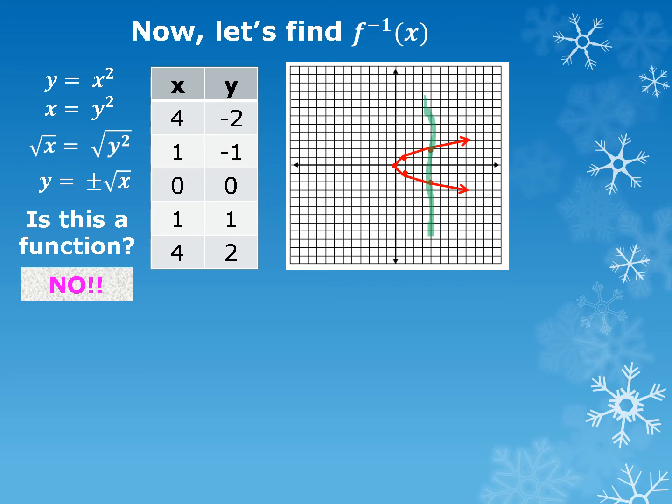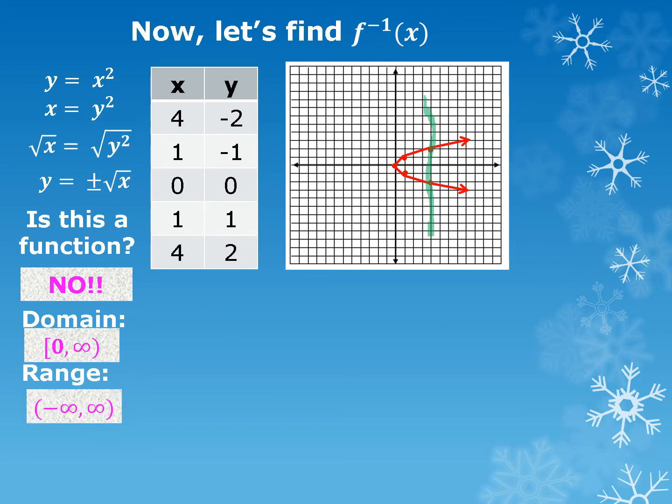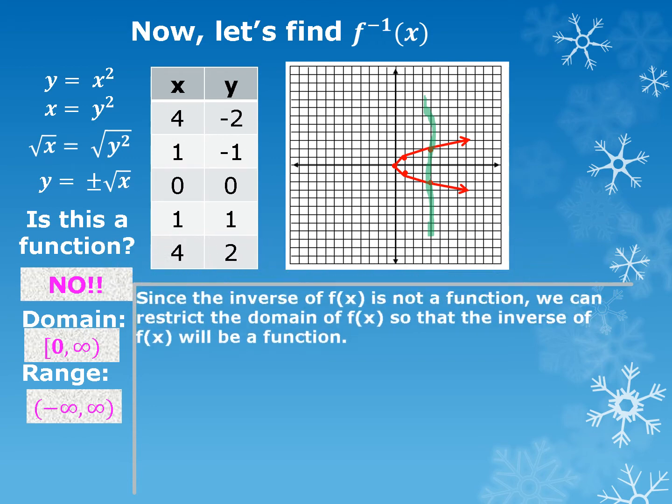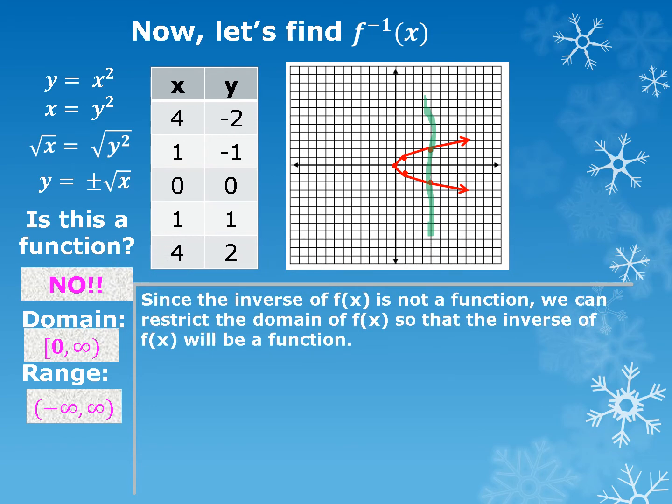But we can still talk about domain and range, because remember, when you switch x and y, your domain and range switch as well. So my domain is now 0 to infinity, and my range is negative infinity to infinity. Now, the algebraic inverse of the quadratic is not a function, but we can do something called restricting the domain. So, since the inverse of f of x is not a function, we can restrict the domain of the original function so that f of x will be a function.